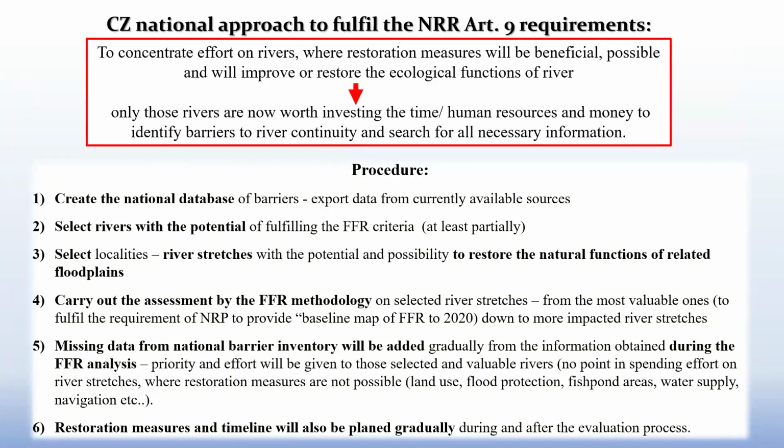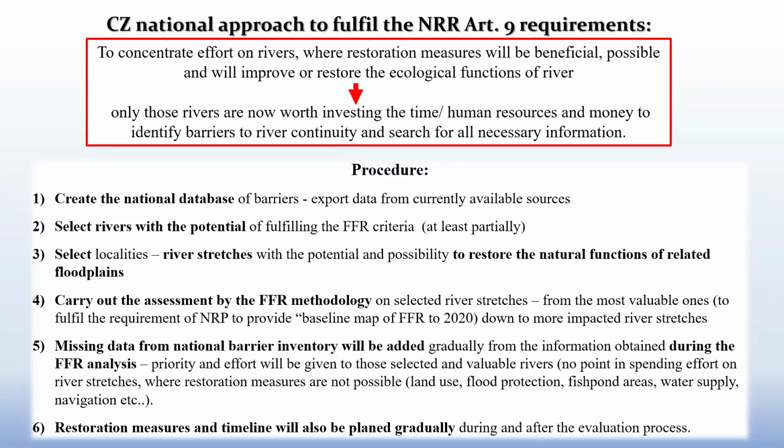So what we decided to do, what is our national approach to fulfill this requirement, how to go about it? We decided that we will concentrate our effort on the rivers where restoration measures will be beneficial, will be possible, and will improve and restore the ecological functions of rivers. So we think that only those rivers which we can still help are now worth investing time, human resources and money to identify barriers to river continuity and search for all necessary information.